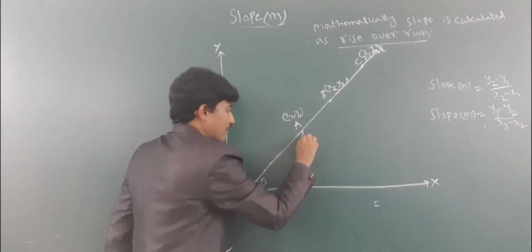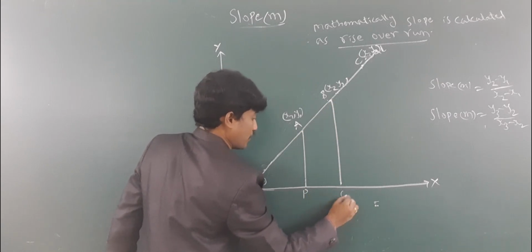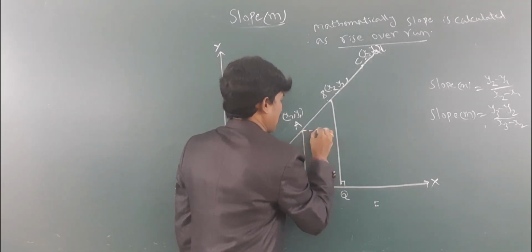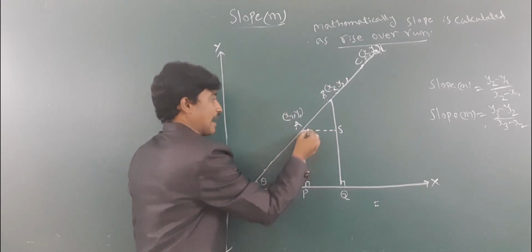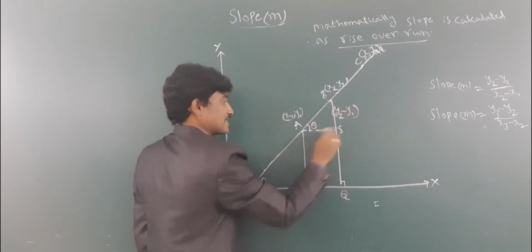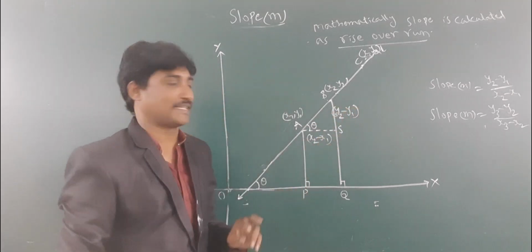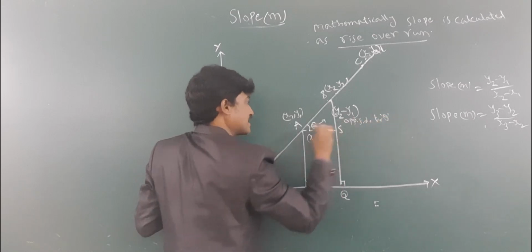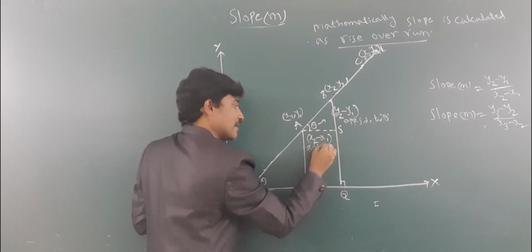Now here, if we observe, AP and BQ are perpendiculars on the x axis, and AS is drawn onto BQ, then the angle is theta. Here BS we observe as y2 minus y1 and AS as x2 minus x1. Here y2 minus y1 is the opposite side to theta in this triangle BAS, and AS, that means x2 minus x1, is the adjacent side to theta.